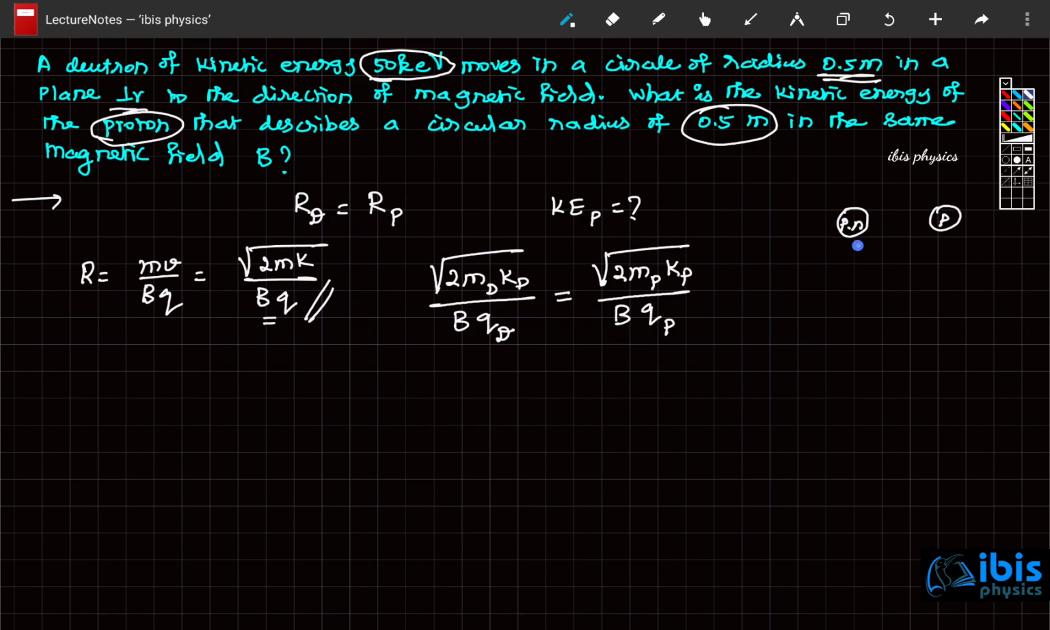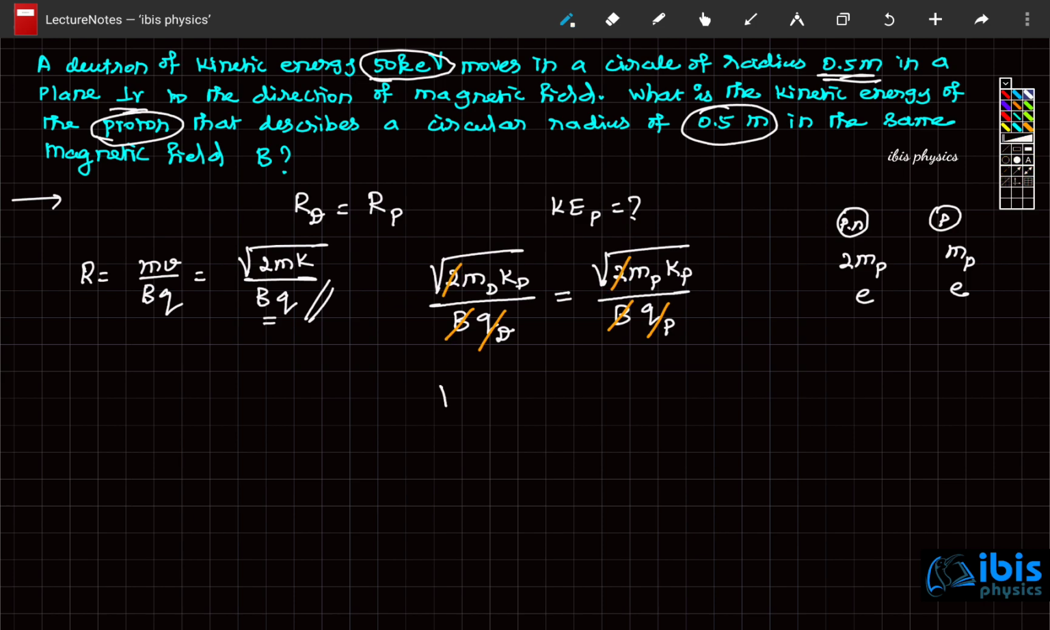As we already discussed, the deuteron is one proton and one neutron, and the proton is only one proton. So the mass of the deuteron is 2 times the mass of the proton, whereas the charge of the proton is e, which means the charge of the deuteron is also e. We discussed this earlier. Hence, what are the things that get cancelled here? The charge of the deuteron is equal to the charge of the proton, and they are both moving in the same magnetic field. The 2 and 2 will be cancelled.